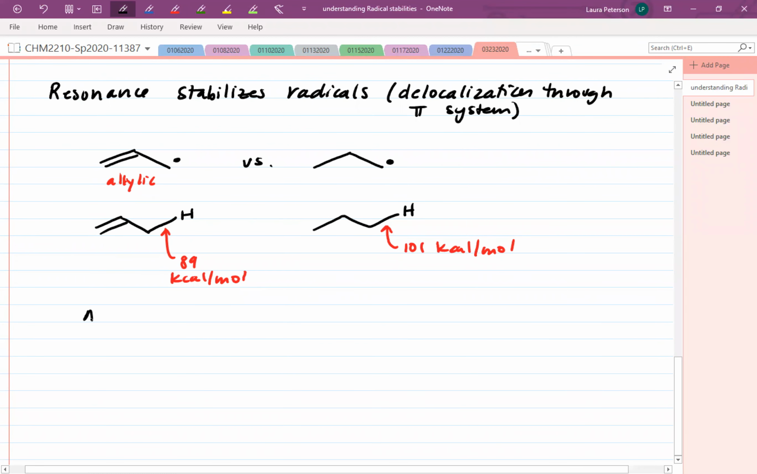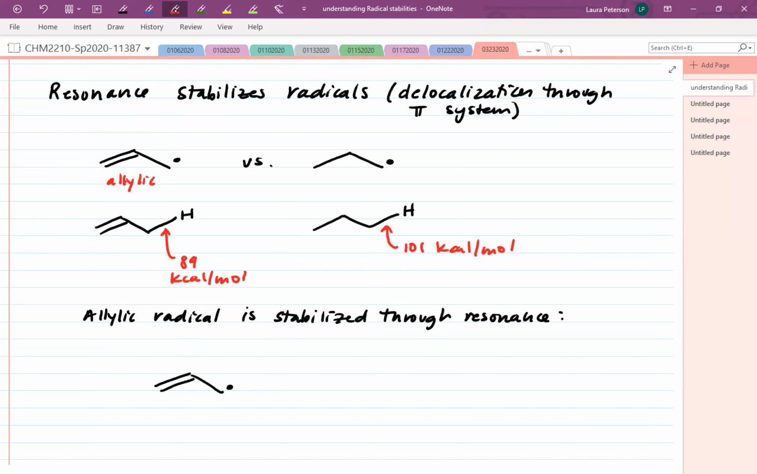Okay, so the allylic radical is stabilized through resonance. And let's draw that down below. So here was the radical we started with. All right, so let me show you how this looks. We're going to have the radical combining with one of the pi electrons. So now I'm going to separate the two electrons in the pi bond. I'm going to have one combine with the radical electron, and then I'm going to have the other go to the other carbon of the carbon-carbon pi bond.